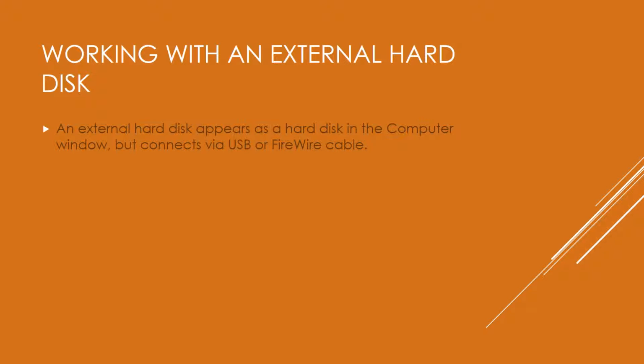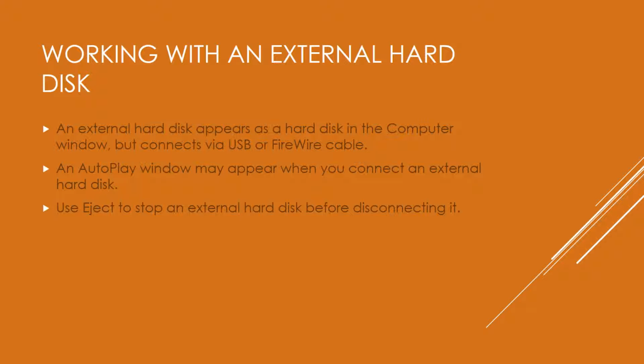With external hard disks, they will appear as a hard disk in the computer window as well, but it does connect to a USB or a FireWire cable. Normally with external drives, when I plug one in, I get an autoplay window that will allow me to choose what I want to do with that external drive, and I should use the eject command to stop an external hard disk before disconnecting it. Some external hard disks connect directly to a network, and those are called network addressable storage, or NAS for short.